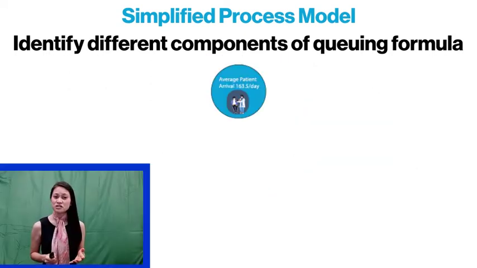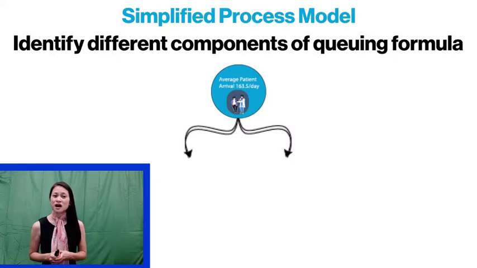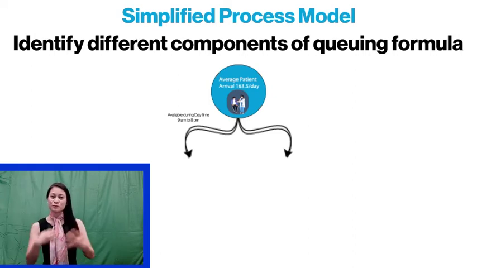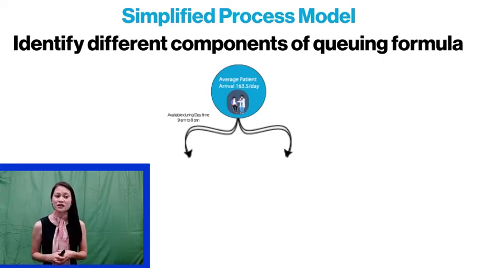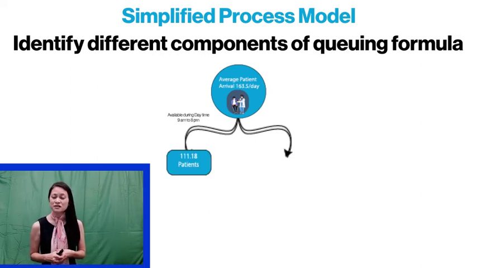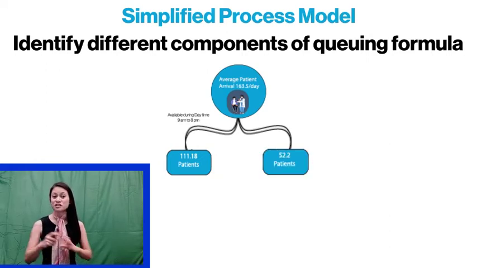On average, we see 163.5 patients arriving per day. But there's variation between the night and the daytime. More patients arrive during the day than at night. So about 2/3 are arriving during the day, which gives us 111.18 patients who arrive between the hours of 9 a.m. to 8 p.m.